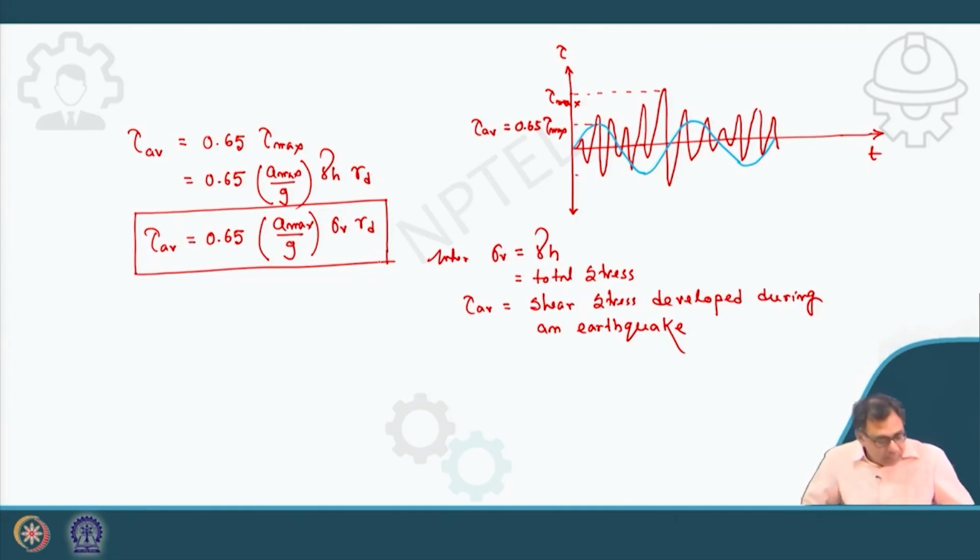That is, 0.65 A max by g, total stress, into RD. Now how will I determine the number of equivalent stress cycles? Because we are converting the non-uniform stress cycles to uniform stress cycles. So for different earthquakes, what would be the number of uniform stress cycles? That is important to know.